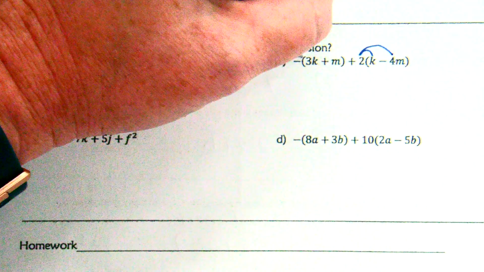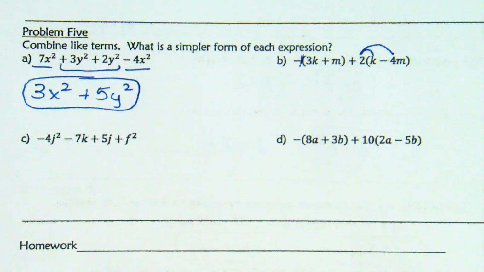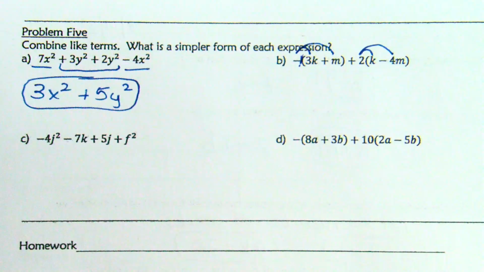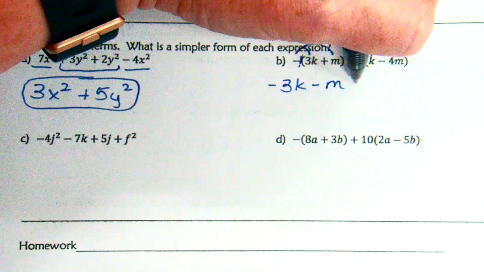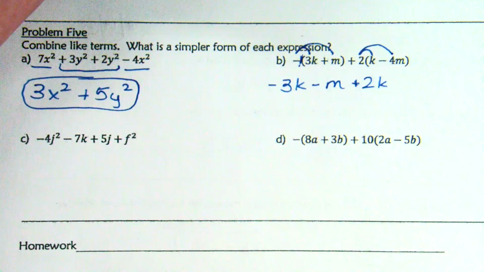If you prefer, it's like thinking about there being a negative 1 out there. Or what happens when you multiply everything by a negative? Just changes those signs, right? And so you're going to take this negative and multiply everything. So negative times 3k is going to be negative 3k. Negative times plus m, minus m. Now plus 2 times k. So plus 2k. Plus 2 times minus 4m.